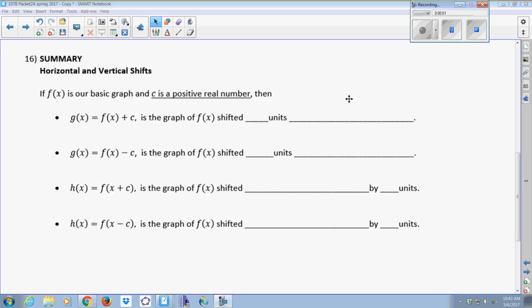Right, so second day of our transformations is today. We're going to talk about horizontal and vertical shifts as a summary. That's all the work that you did on Friday and over the weekend.